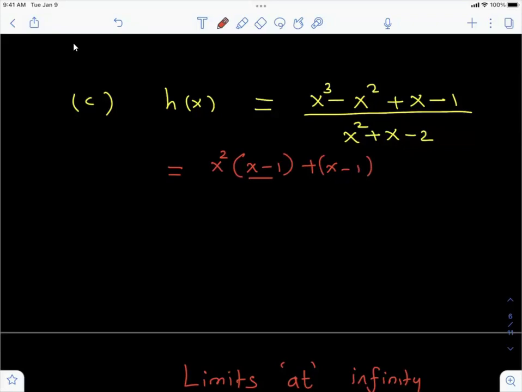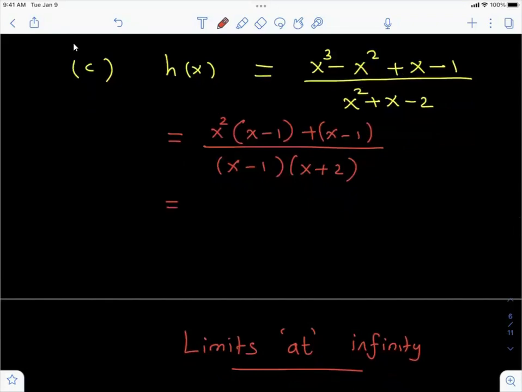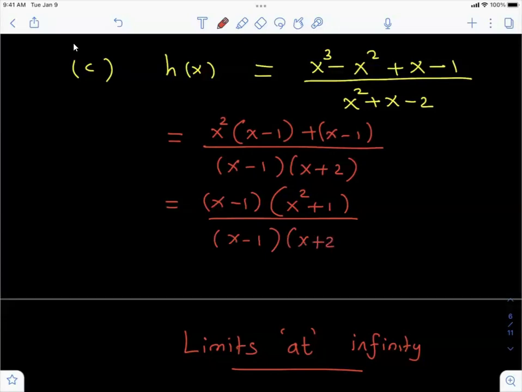X minus 1 is right there. And then in the denominator, you have x minus 1 and x plus 2. That is the factorization. The top has two common factors yet. Factor out x minus 1, and then you have x squared, and once you factor x minus 1 here, that would be plus 1. The whole thing is divided by x minus 1, x plus 2.